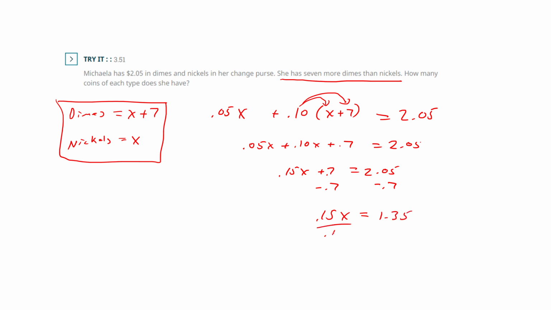Now, just like I always would, and I get x is 9. Okay, now that was the nickels this time. So that was 9. The dimes, I need my dictionary, 9 plus 7. So 16 dimes and 9 nickels.